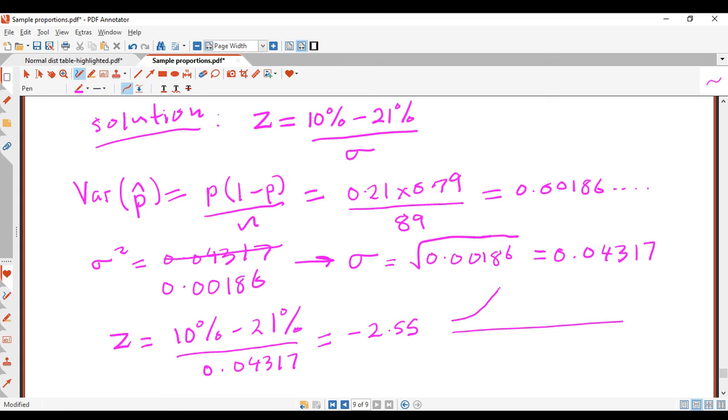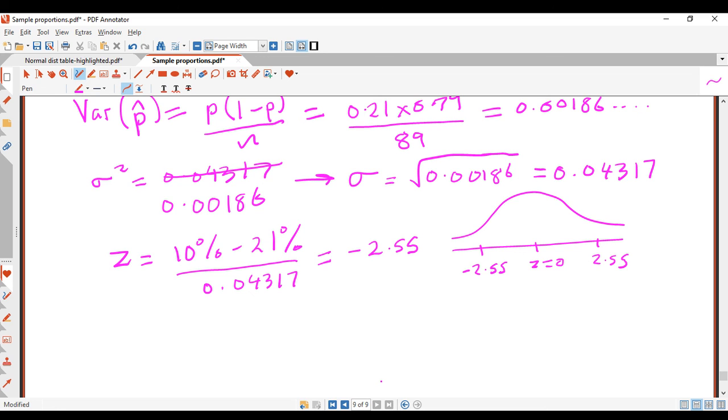So with your standard deviation now, there's your bell curve. You know that in the middle there you've got a z-score of 0. Now, 2.55 will be over here somewhere, and negative 2.55 would be here. So you've got to work out now the probability. Well, let's have a look. So the probability that x is less than or equal to 10% is equal to the probability that z is less than or equal to negative 2.55.